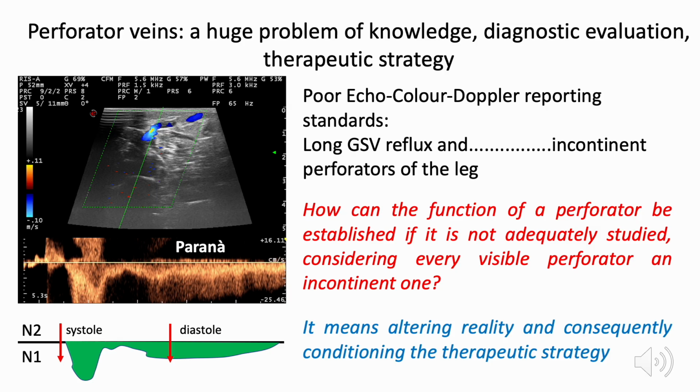Perforator veins are a huge problem in terms of knowledge, diagnostic evaluation, and therapeutic strategy. Normally, the Doppler reports in Italy read long saphenous vein reflux and incontinent perforators of the leg. But how can one define the function of a perforator without assessing its flow? To define all visible perforators as incontinent is to distort reality.